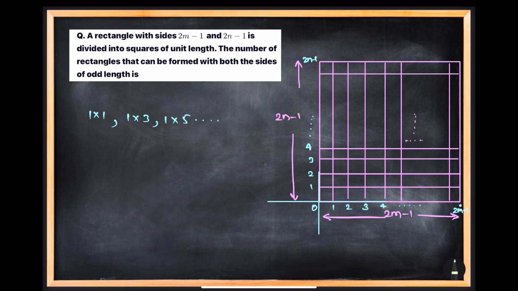Okay, so in 1 cross 1, don't you think that you have taken help of the vertical line 0, the vertical line 1, horizontal line 0 and horizontal line 1? Correct? Just try to observe the behavior of numbers. So one is even, other is odd. Suppose that you wish to take 1 cross 3. So 1 cross 3 means what? This.